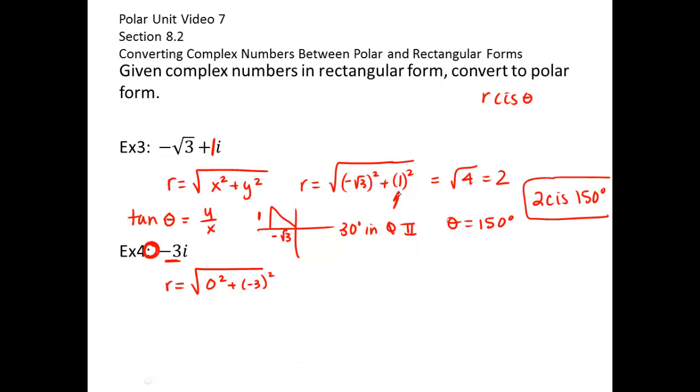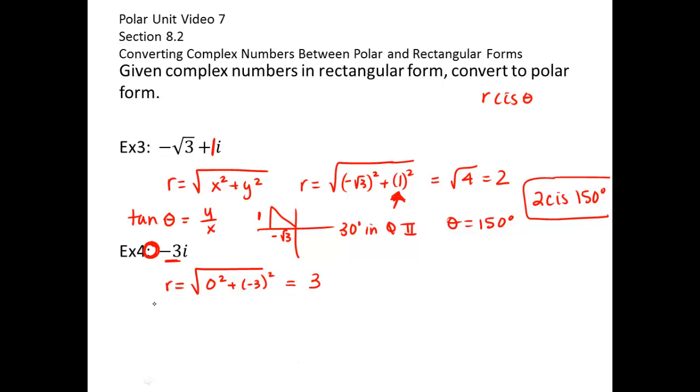Nor did I use i up here on example number 3 for the 1. I only used the 1. If you use the imaginary, especially if you type it in your calculator, you will get the wrong answer. So this is going to simplify to 3 squared is 9, square rooted is just a 3.